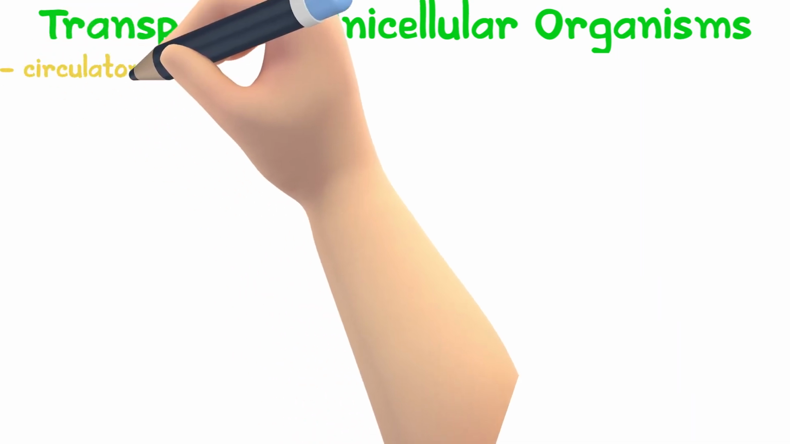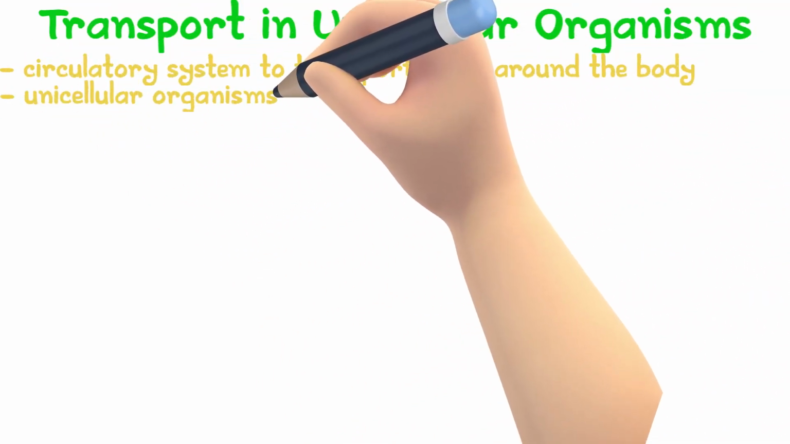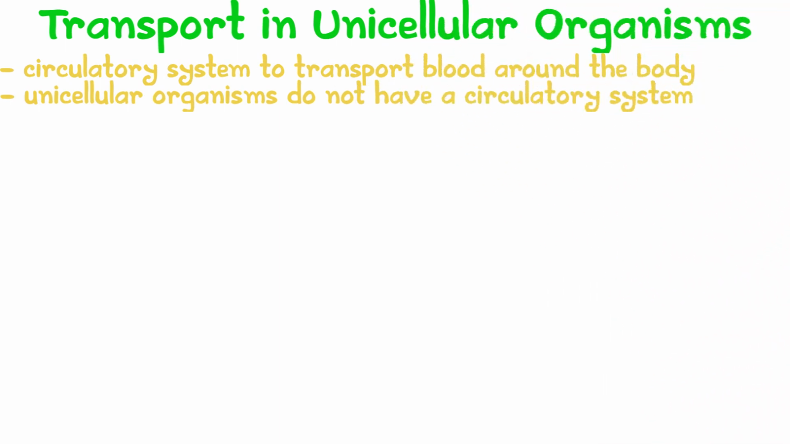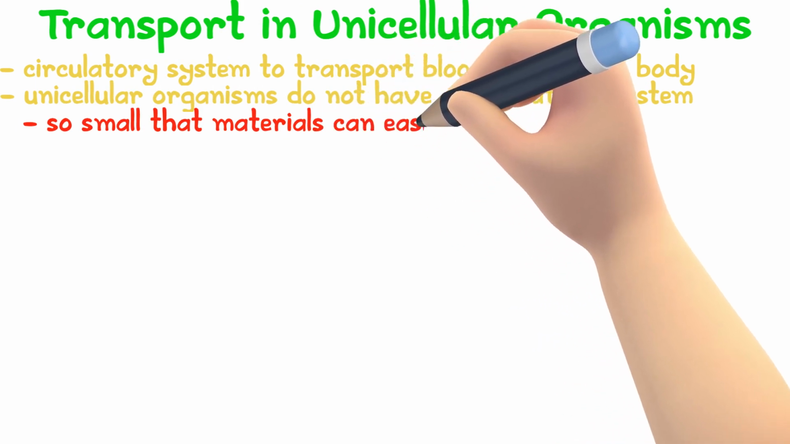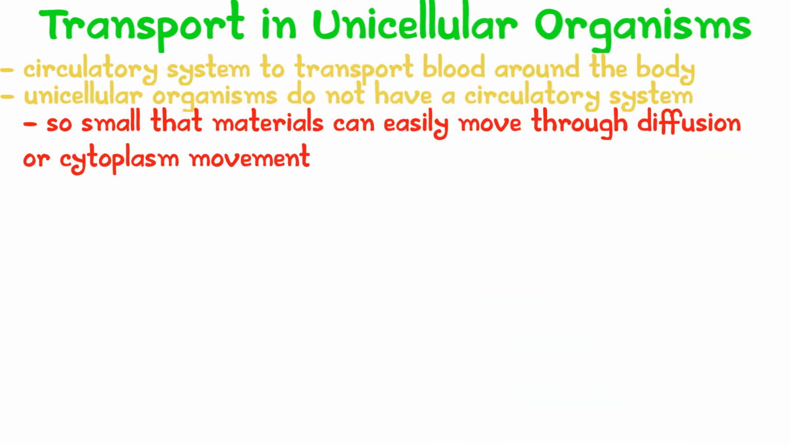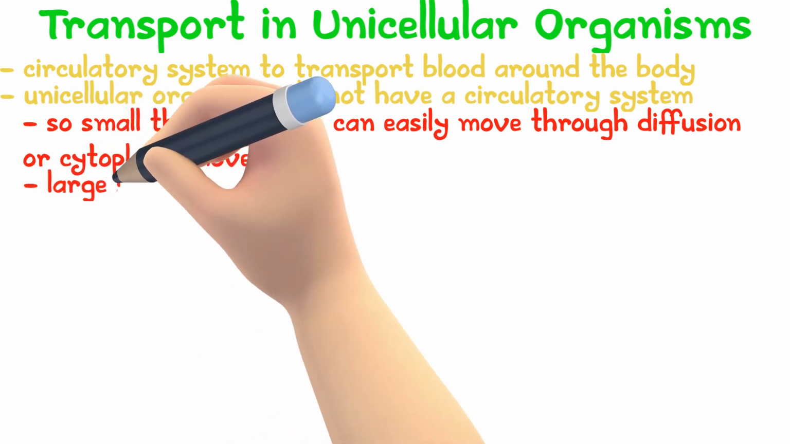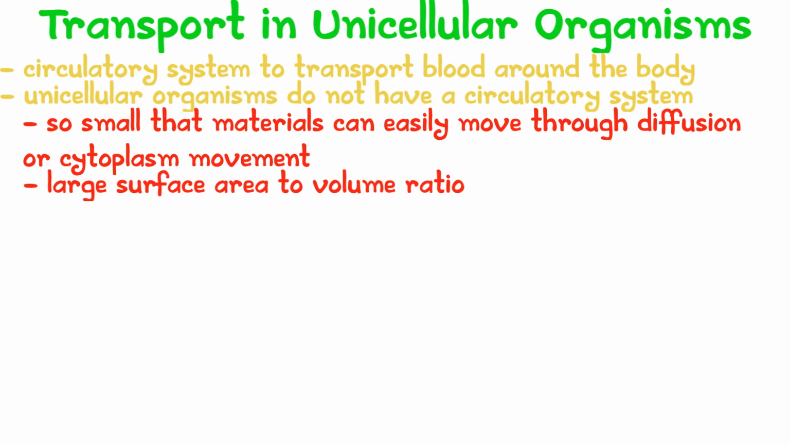Humans have a circulatory system to transport blood around the body. Unicellular organisms do not have circulatory systems. This is because 1. Their cells are so small that materials can easily move through diffusion or through cytoplasm movement, and 2. They have a large surface area to volume ratio, meaning they can efficiently exchange material across the cell membrane.